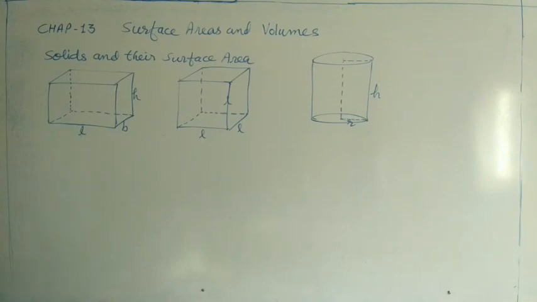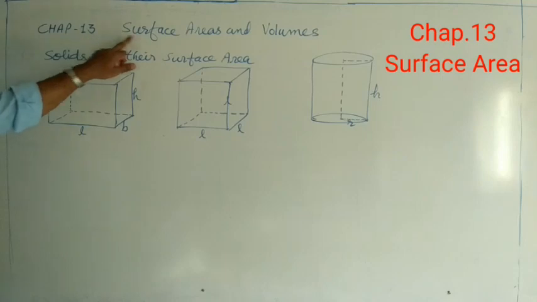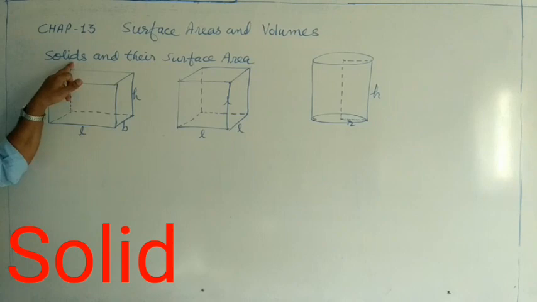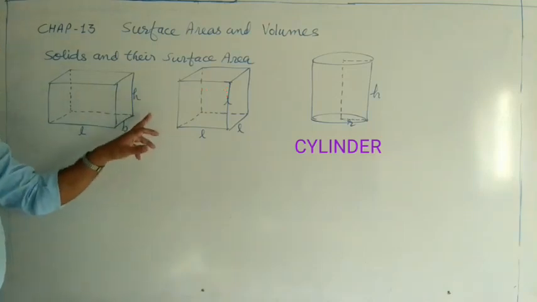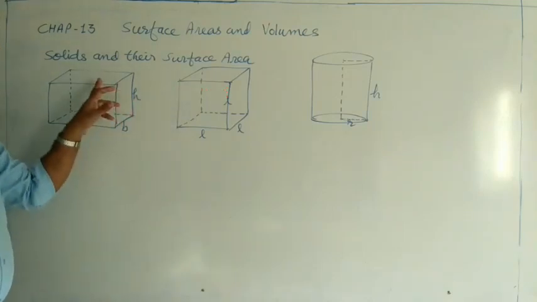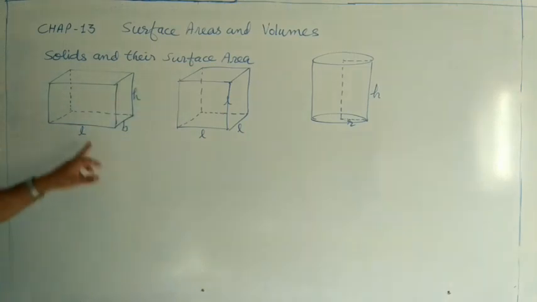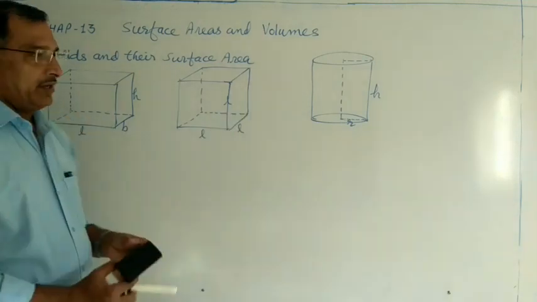Dear students, good morning everybody. Today we are going to learn chapter 13, surface areas and volumes. In this, we are going to talk about surface areas of various solids like cuboid, cube and cylinder, and also we'll discuss their volume. Then we'll go for other solids like cone, sphere and hemisphere. So today let us start with the surface area of cuboid, cube and cylinder.